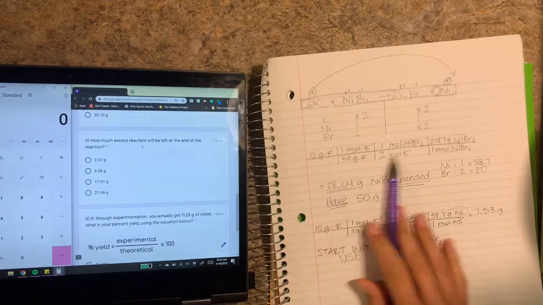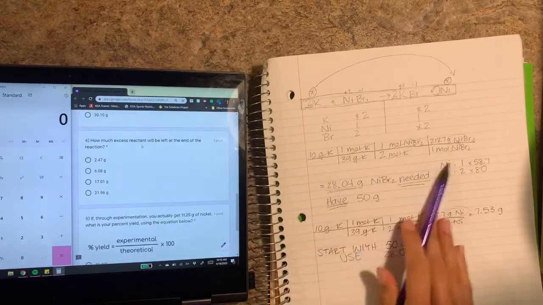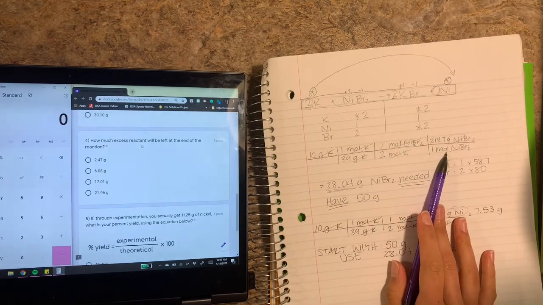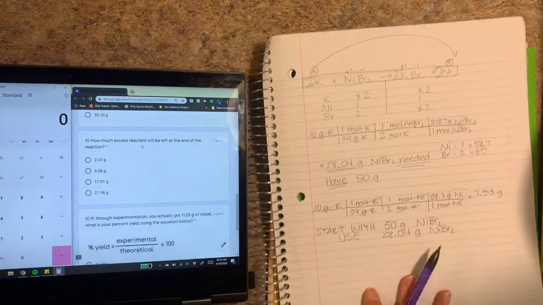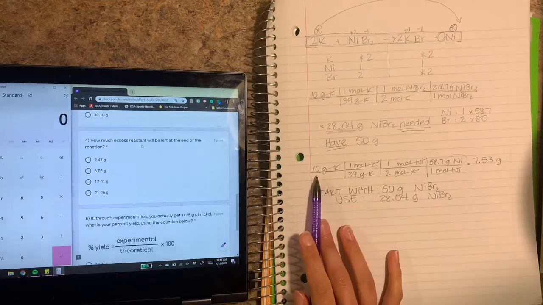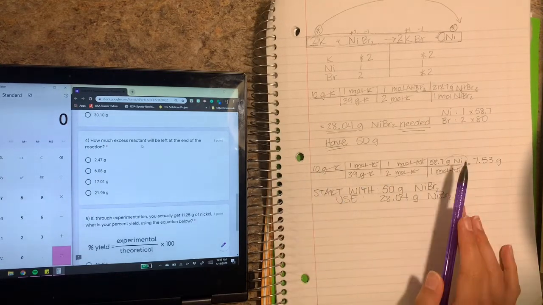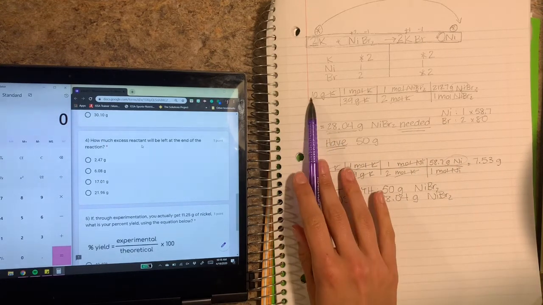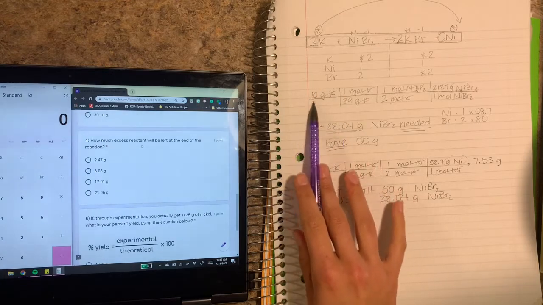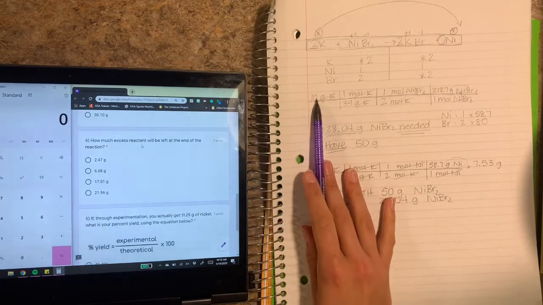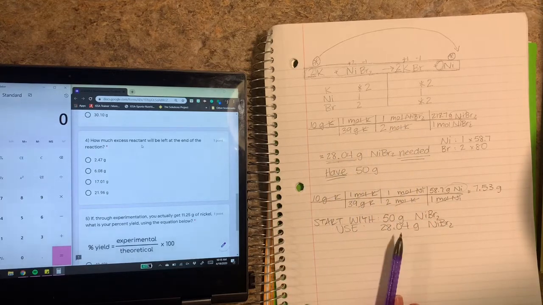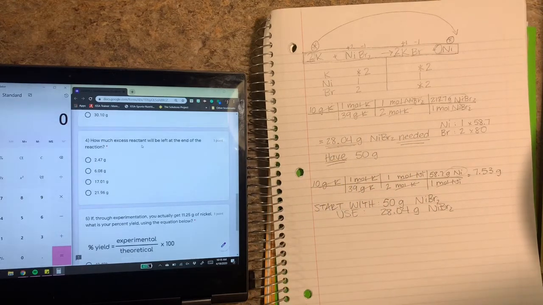Now, if we didn't do this, if maybe we flipped it and we started with the nickel bromide and went to potassium, we would have to then go through reaction stoich from the limiting reactant to the excess reactant to find out how much was used. But because we were lucky and we chose to start with the limiting reactant just by chance up here, we don't need to do that work again. You just get the same answer anyway.